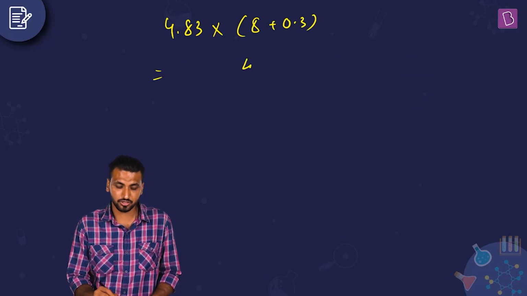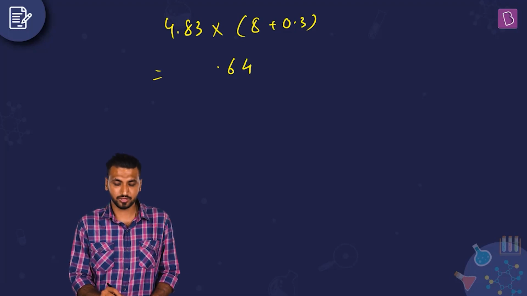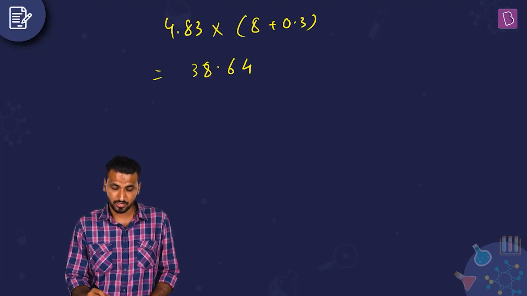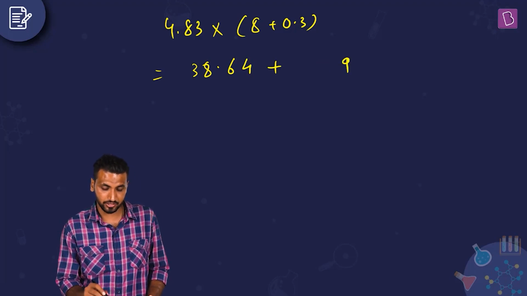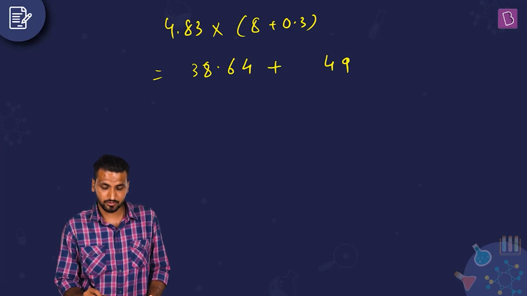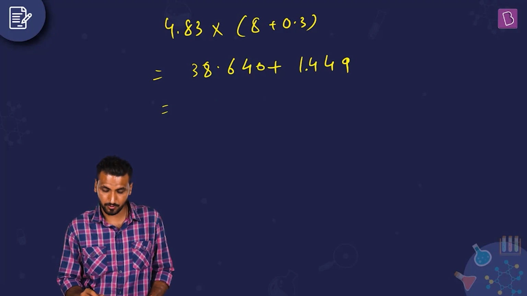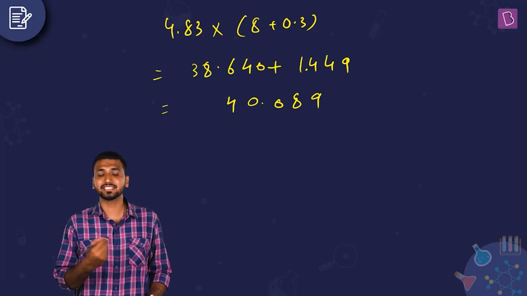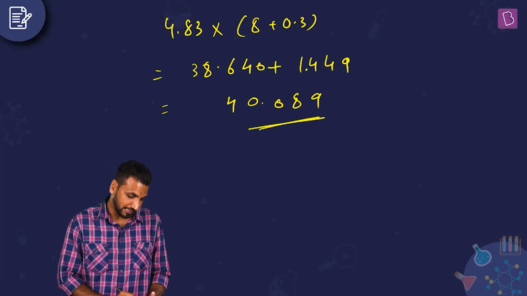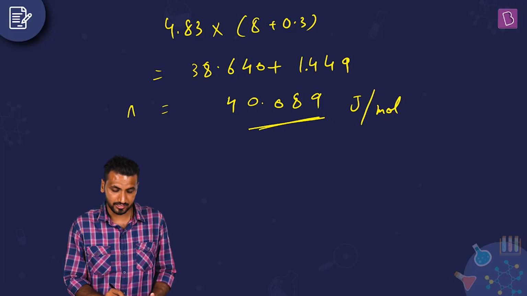So 8 3 24, 2 8 8 64, 6 and 8 4 32 and 6 38, 38.64 plus 3 3 9, 8 3 24, 4 3 12, 14 after 3 decimal places. So this will be around 39 point something, somewhere around 40. So the answer is 40.089. What is this value? What we were calculating, delta H naught, joule per mole, right? That's what the delta H naught is.